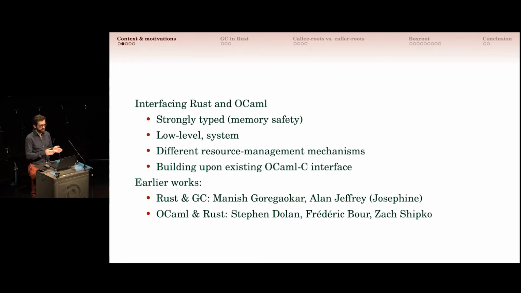They are complementary languages because they are built around different resource management mechanisms. OCaml has a GC. Rust is very good for managing resources. That is not necessarily memory.